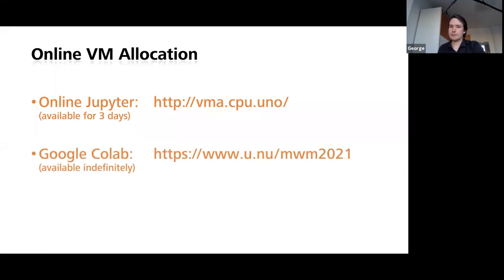If for some reason that doesn't work, there's also Google Colab. It's also going to work. It's a little bit slower than the other one, but it still will function. And also a virtual machine image for VirtualBox is available at the Google Colab link. It's a Google Drive shared folder, and there's a Linux virtual machine there that will work with VirtualBox if you install it on your computer.